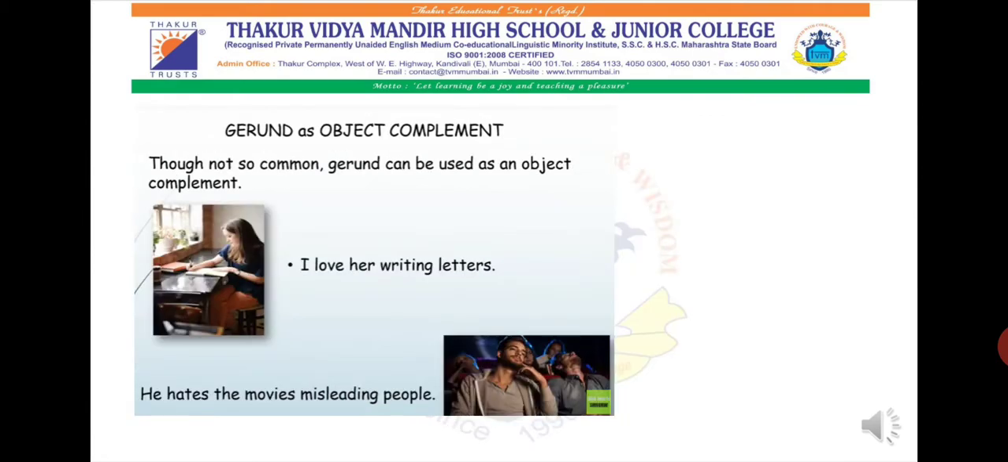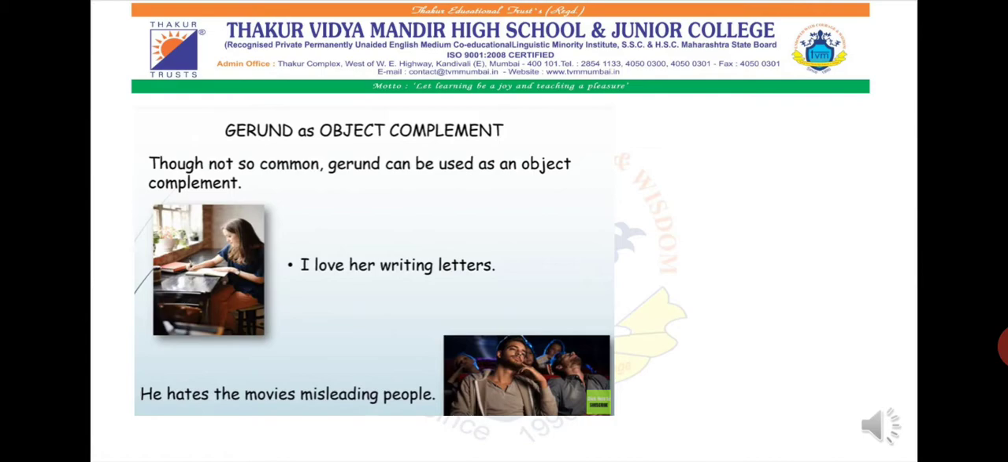Now we shall move ahead where gerund acts as an object complement. In the previous part we studied gerund as a subject complement, where I mentioned that a subject complement gives extra information about the subject. Over here, with gerund as an object complement, we get to know extra information about an object. Though this is not common, gerund can be used as an object complement also.